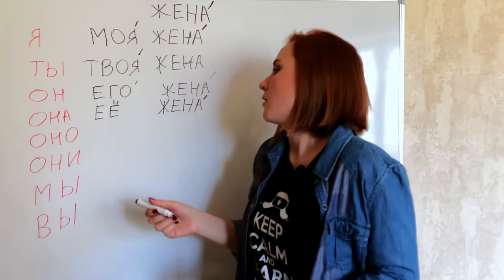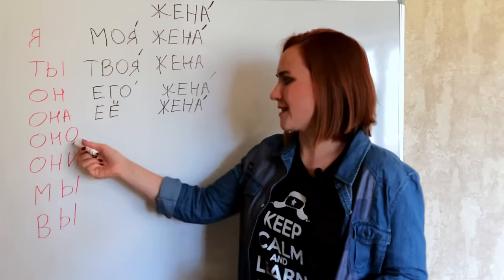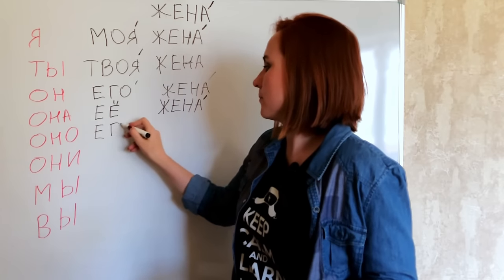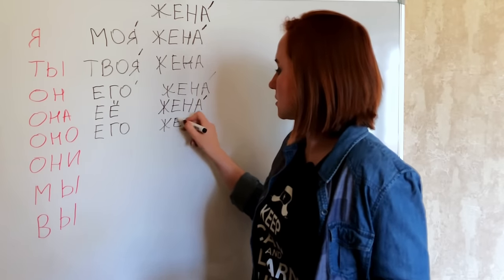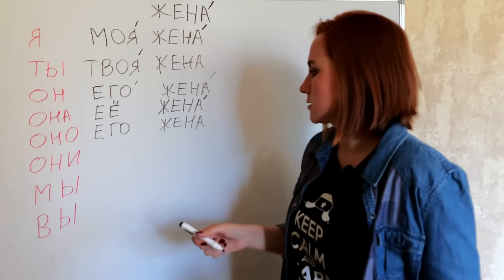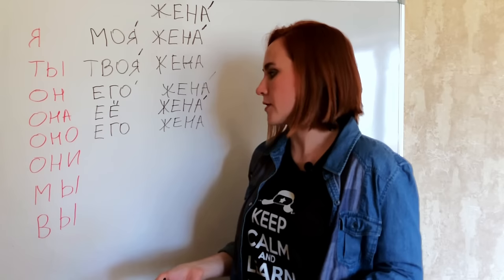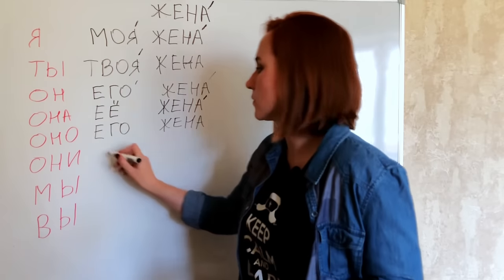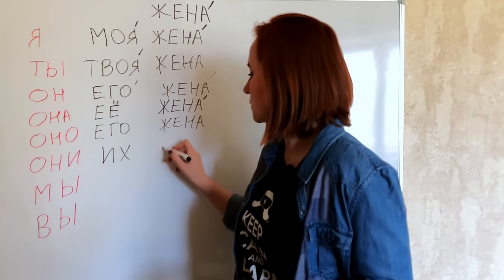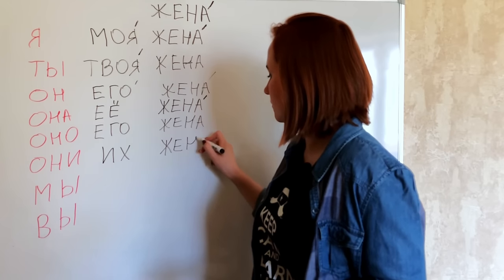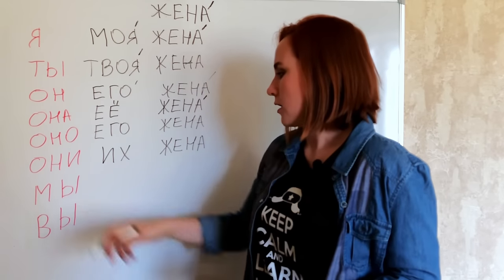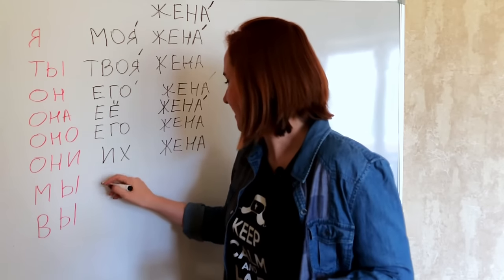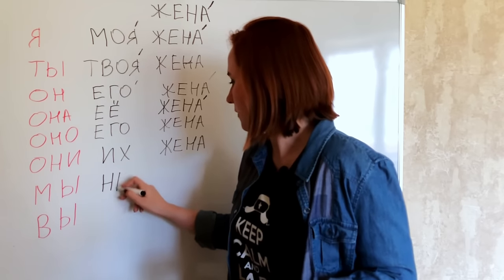Жена. Her wife. Its wife. I don't know. Его жена. Okay. Его жена. And их жена. Maybe they have, I don't know, one wife and several husbands. Why not? Их жена. Our wife, maybe. Again, three husbands and one wife.